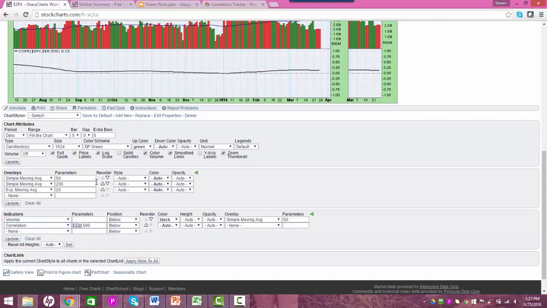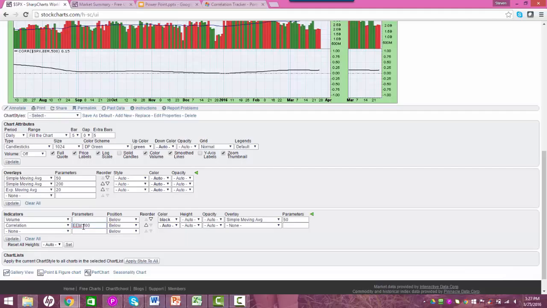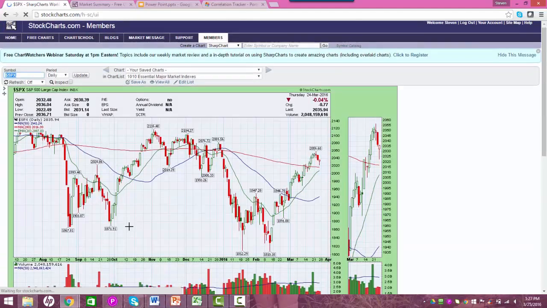So what you want to do, if you want to figure out if something's correlated to the S&P 500 or the market in general, is go to the correlation, then add the ticker, comma, and then the period over which you wish to see if it's correlated or not.